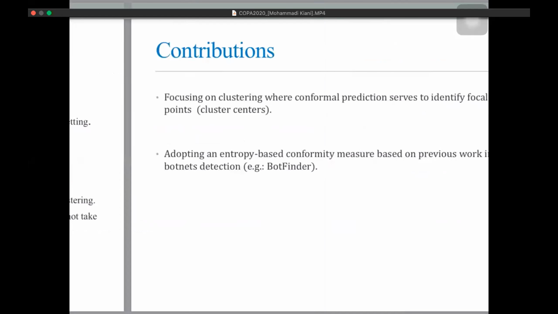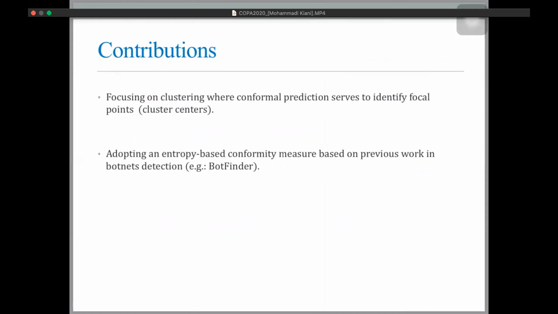In my work, an extension of the conformal clustering algorithm is suggested, focusing on clustering where conformal prediction serves to identify a few so-called focal points that are indeed the cluster centers, and adopting an entropy-based conformity measure based on previous work in botnet detection named BotFinder.